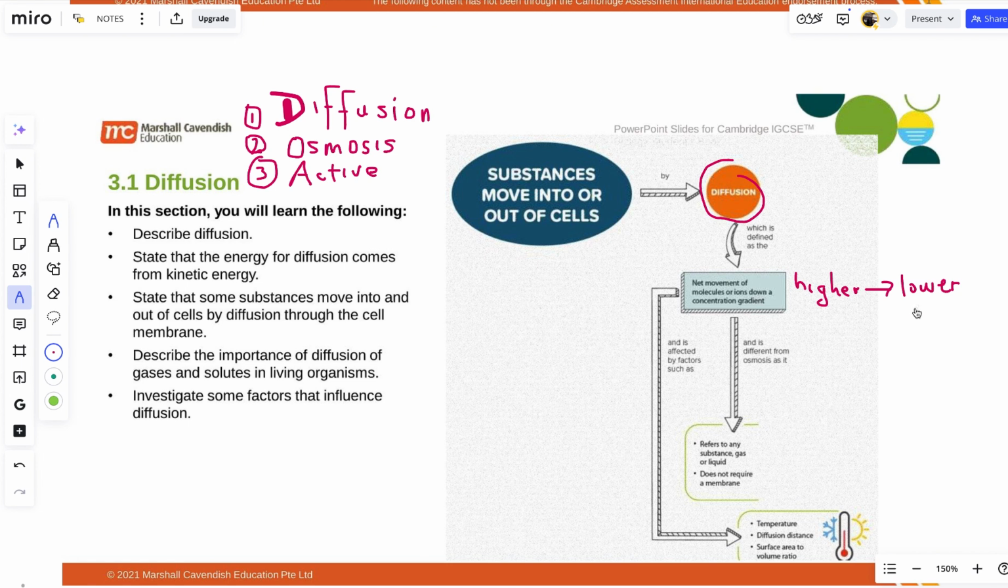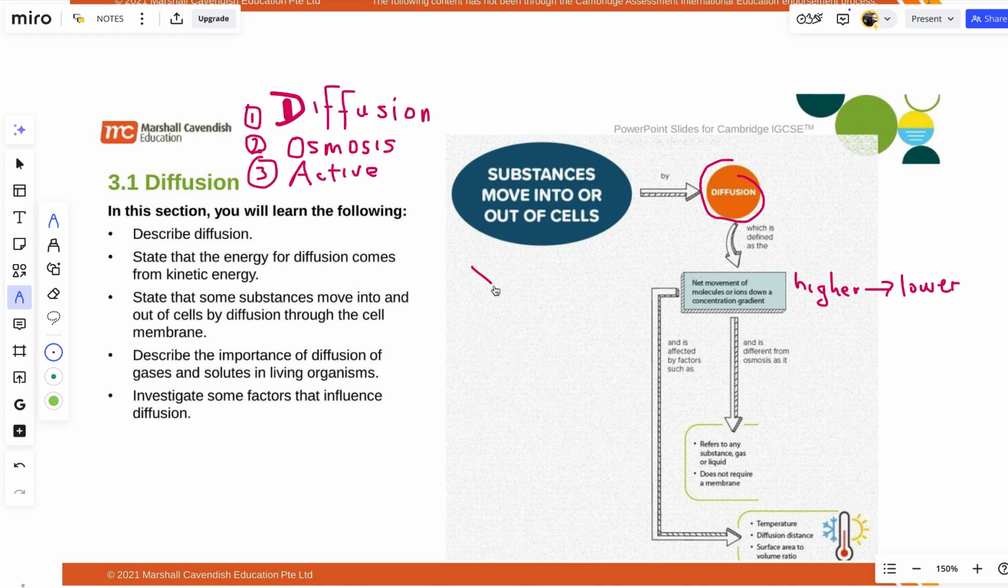When substances move against the concentration gradient, they move from the lower concentration region to the higher concentration region, when we come to active transport. In such a case, you need energy from respiration in order for active transport to take place. But diffusion is the movement of molecules and ions. It could be a gas molecule, it could be ions. The movement of molecules or ions from a region of higher concentration to a region of lower concentration. That's what we mean by the movement of ions and molecules down a concentration gradient.